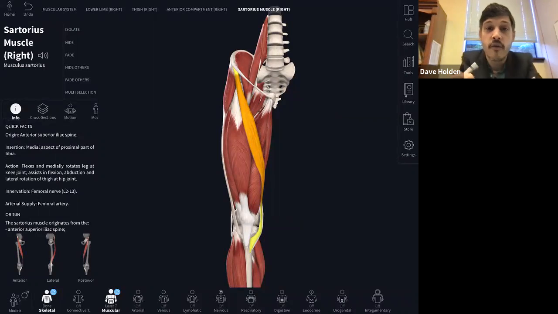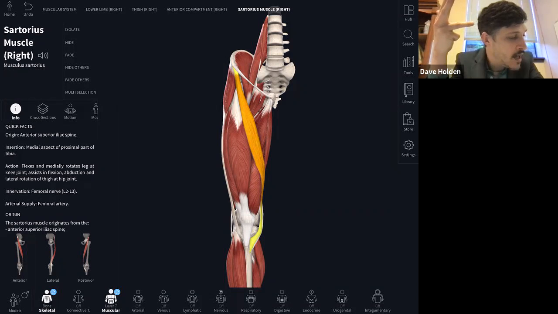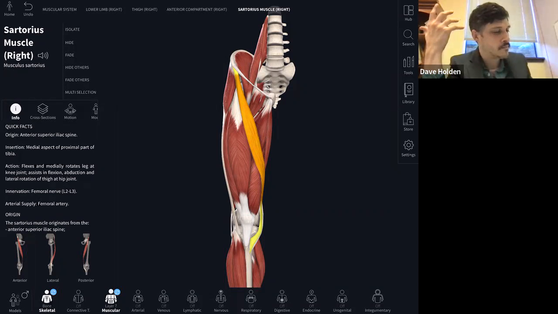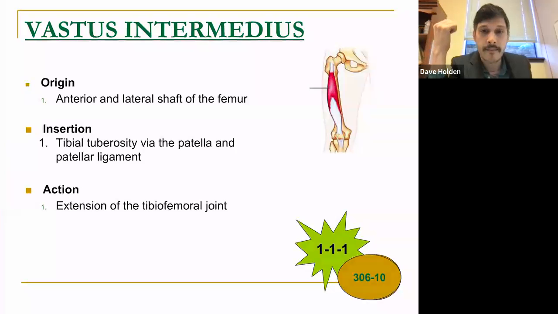Cool, cool. So for the sartorius, we should have about 5 actions listed so far. We should have hip flexion, hip lateral rotation, hip abduction. We should have knee flexion, and we should have knee medial rotation once the knee is flexed. All right. Good stuff so far. Everybody feeling hunky-dory so far?